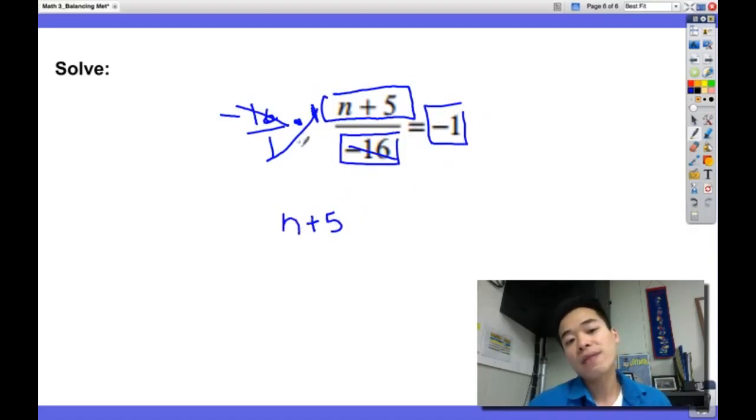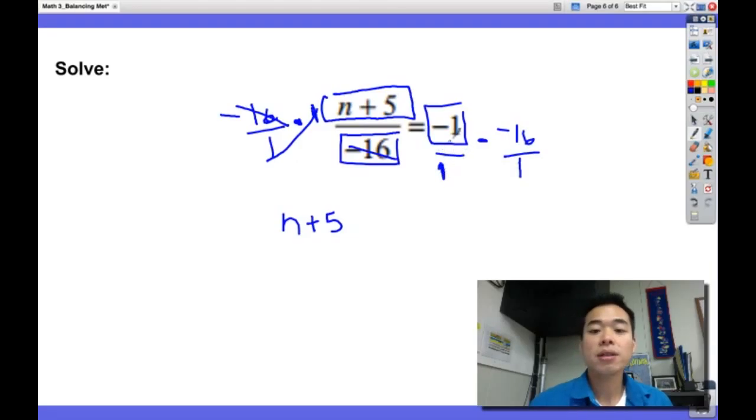Since I multiplied the left side by negative 16 over 1, I better do the same thing to the other side. I'm going to multiply this negative 1 by negative 16 over 1. You can turn this negative 1 whole number into a fraction. Negative 1 times negative 16 is equal to positive 16. Remember that a negative times a negative is positive. 1 times 1 is 1. So I have n plus 5 is equal to 16.